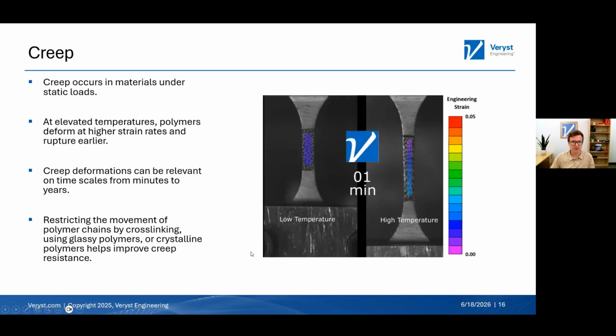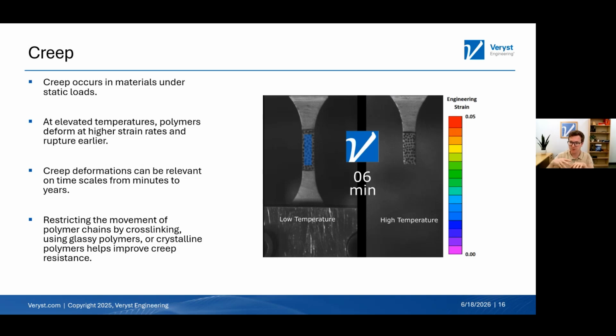So to talk about creep, creep definitionally occurs in materials under static loads. So you basically take a sample and place it under a constant tensile stress. The polymer material will start to deform more and more over time, right? So there's not just the instantaneous elastic deformation. There is also a time dependence to the deformation of the material. And most prominently for our discussion here today is that at elevated temperatures, polymers deform at higher strain rates and rupture earlier than they do at lower temperatures, because fundamentally creep is a kinetic process.